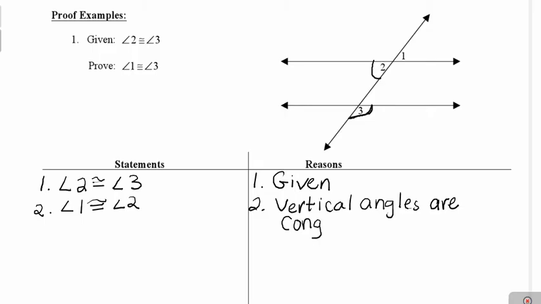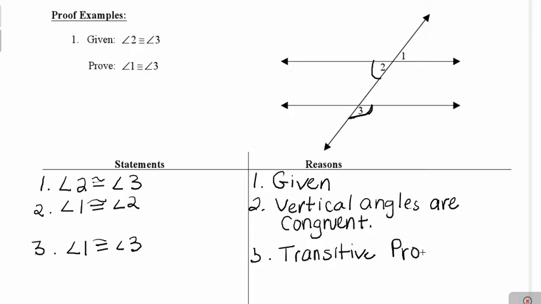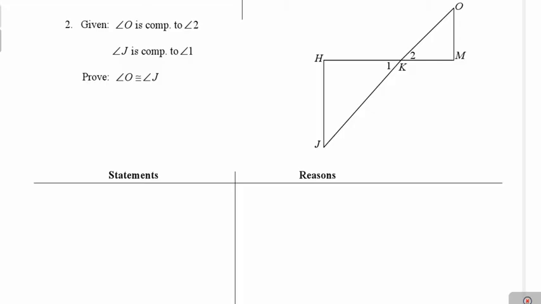Now, we know that angle 2 is congruent to angle 3 and angle 1 is congruent to angle 2. So therefore, we can go to our proof statement, which says that angle 1 is congruent to angle 3 because we have two angles that are congruent to the same angle. Another way of writing this is the transitive property. So angle 1 is congruent to angle 3 by the transitive property since angles 1 and 3 are both congruent to angle 2.